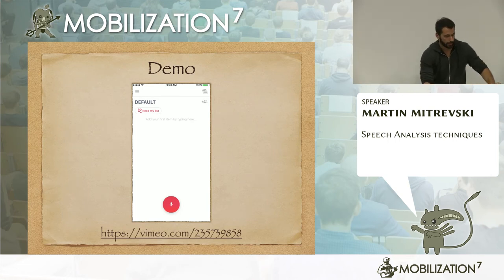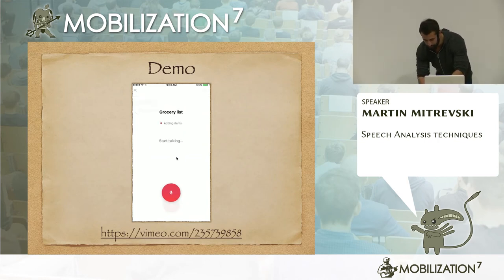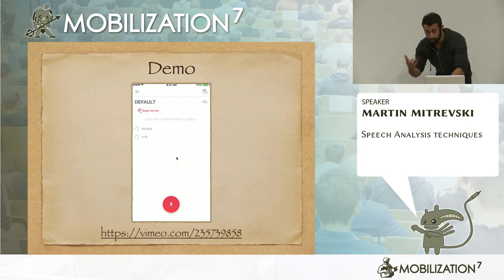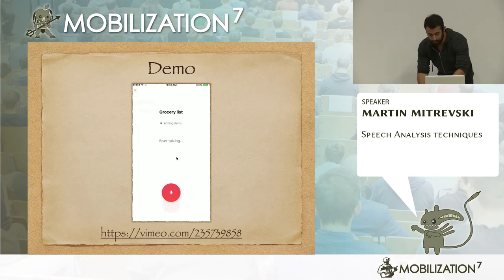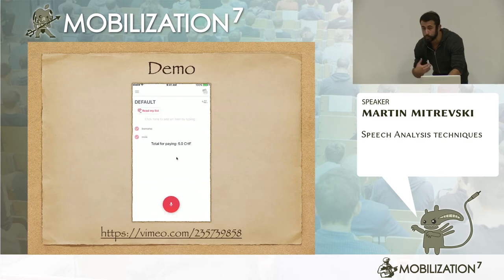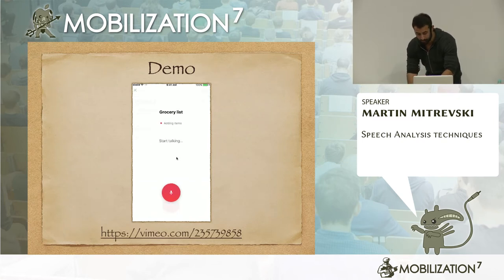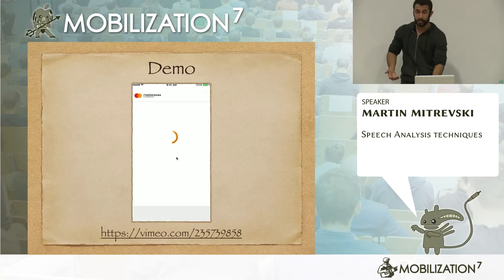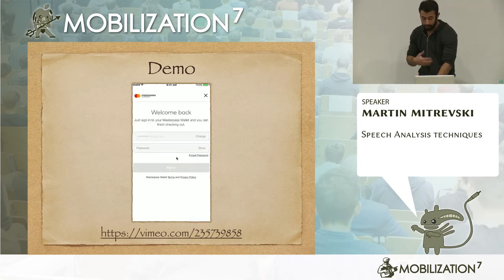Probably like this, so you can hear it. I need bananas. Can you hear it? OK. So I'm adding items. Then I want to mark them after I bought them. Bananas and milk. And then I want to pay this. And now we have a MasterPass integration, where we just have to enter a password.